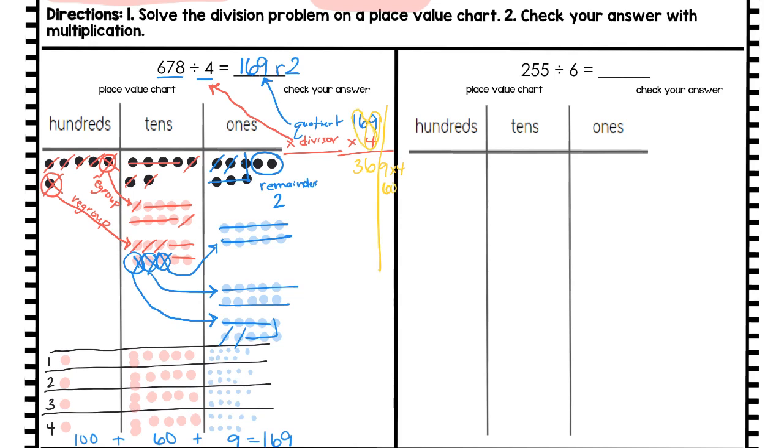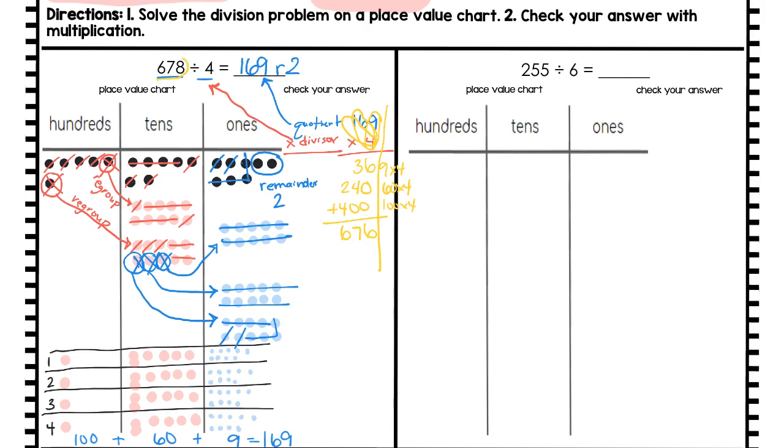60 times 4 is 0 in the ones place. 6 times 4 is 24. And then 100 times 4, oh, that's an easy one, 400. So when I add it up, I get 6 ones, 7 tens, and 6 hundreds.